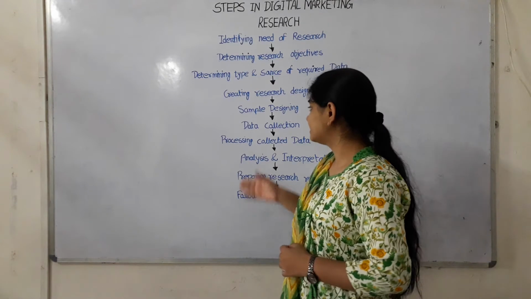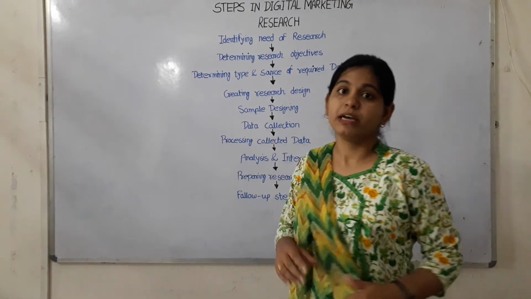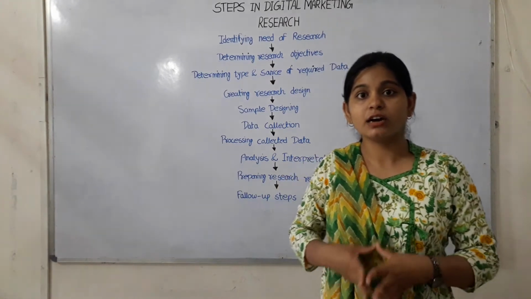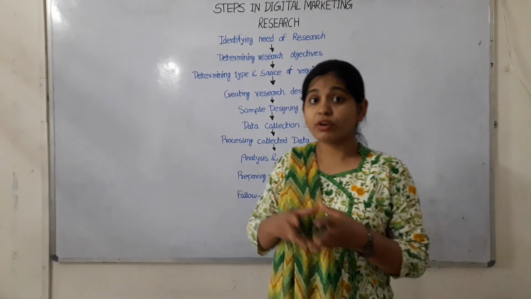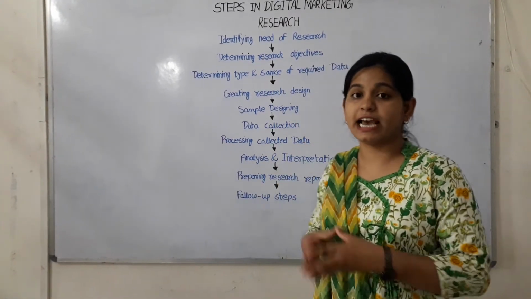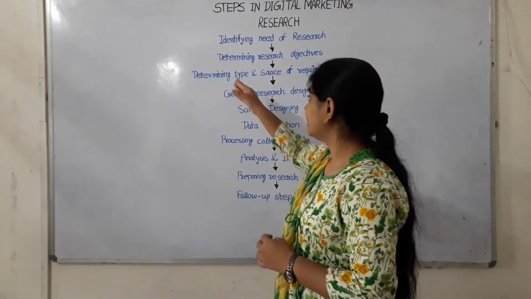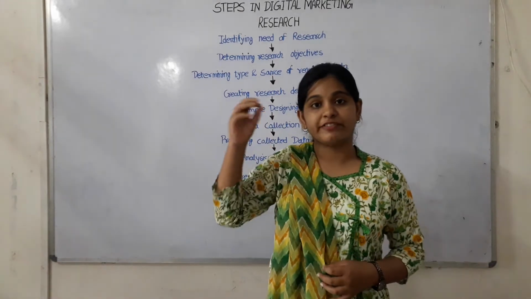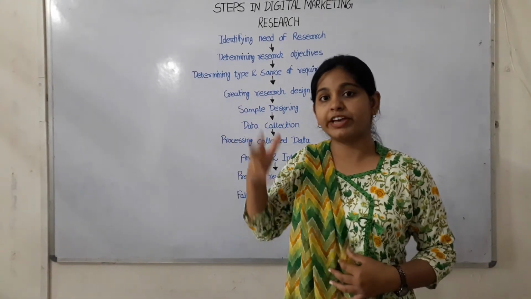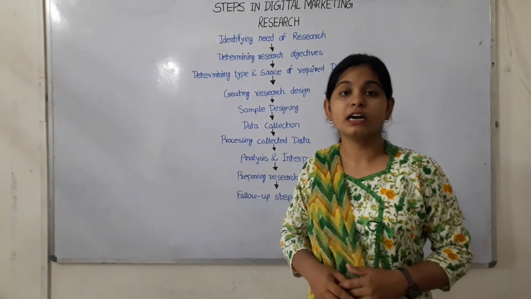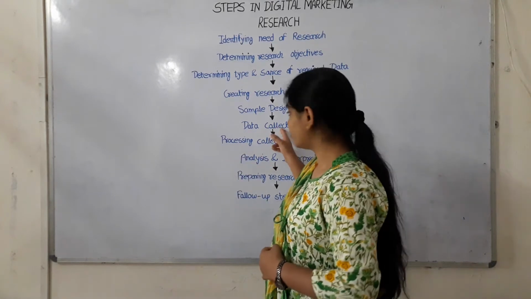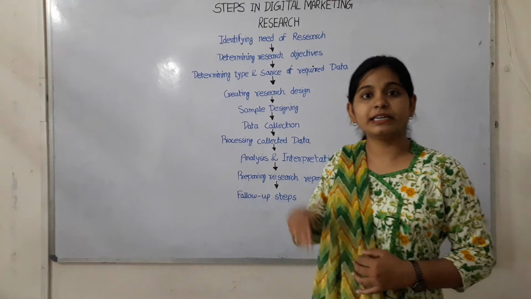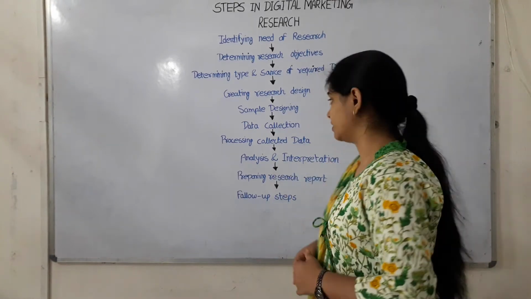Then the next step is data collection. In this step, he collects the data. The researcher collects the data for his research from the sources which he has already decided in step 3. Means the sources which he defined in step 3, from where he is going to collect the data. Then in this step of data collection, he implements and collects the data from those sources.